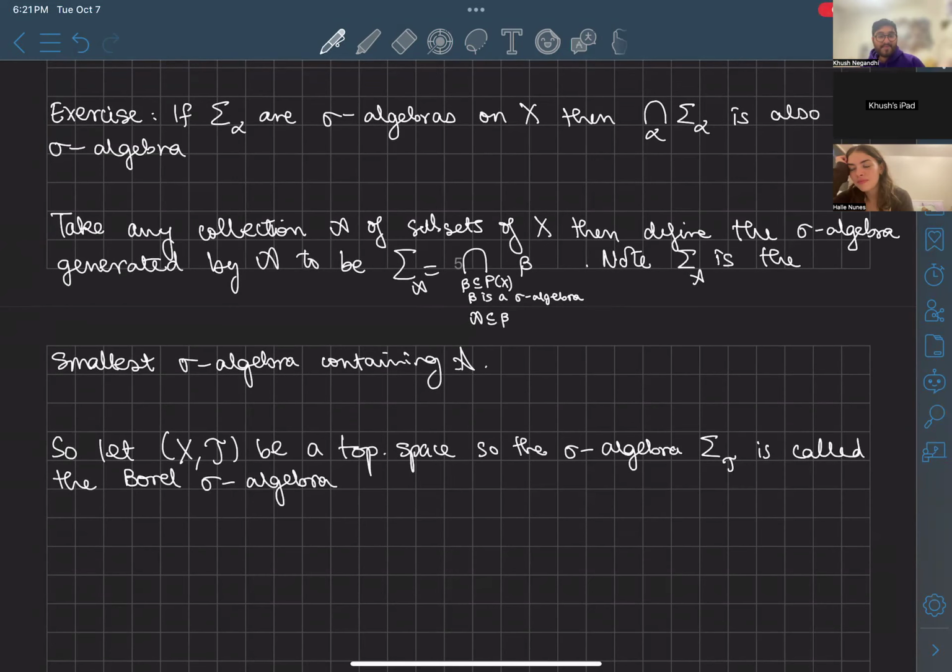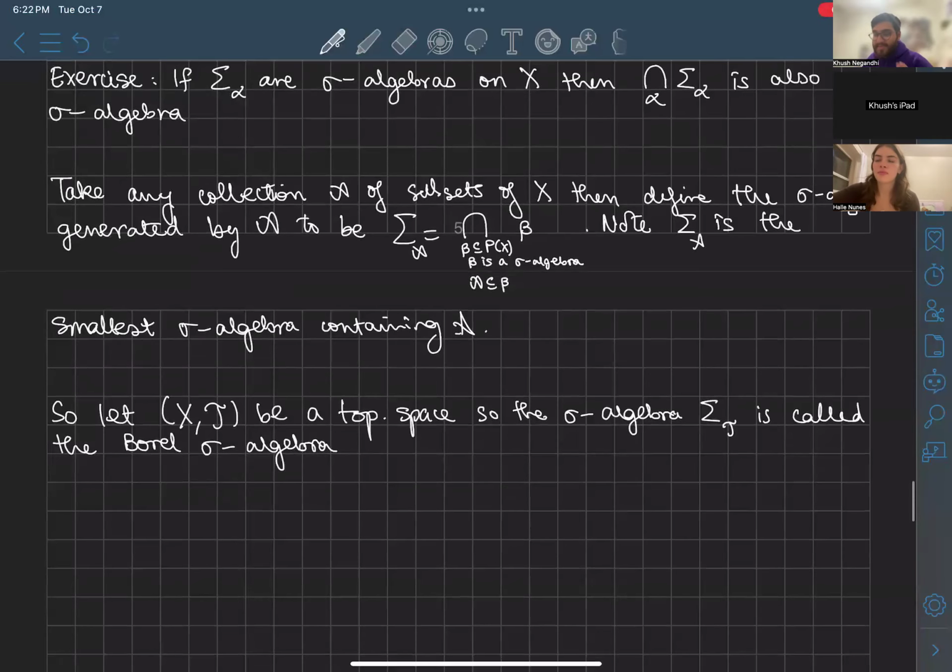Okay. I'm not sure who Borel is, if I'm being honest. I don't know why his name is there. I don't even know if it's a person. But yeah, we call it a Borel sigma algebra. Okay. Are there any questions regarding Borel sigma algebras?